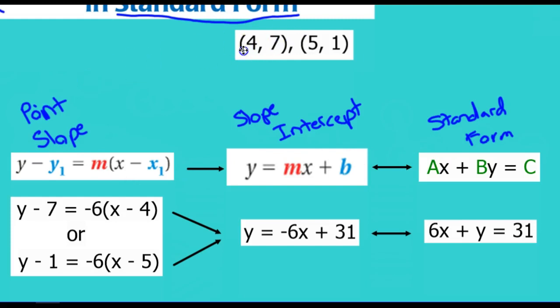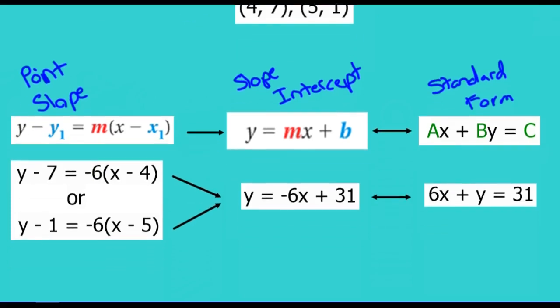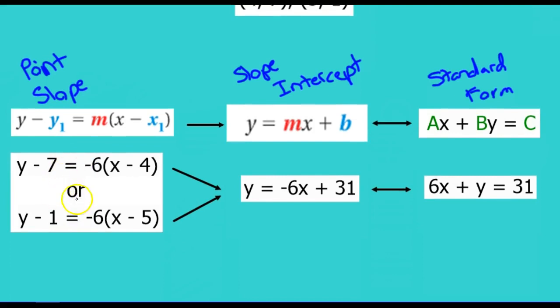So if we use these points, (4, 7) and (5, 1), and we put them into our different forms of equations, well, they already did this for us. If we use (4, 7), this is the top one, or (5, 1) is the bottom one. They found our slope was -6. So we can use either of these equations for our point slope form. Now point slope form can be converted to slope intercept form.